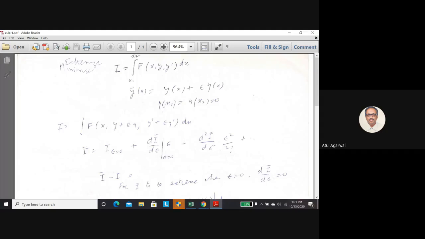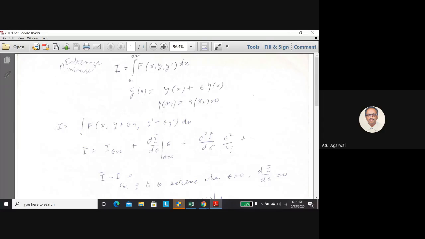So we want to find our I. We can write function of x comma, what is your y? y plus epsilon eta. What is your derivative of y? y prime plus epsilon eta prime. We're taking the derivative with x. Epsilon is a constant, so it will become y prime plus epsilon eta prime.